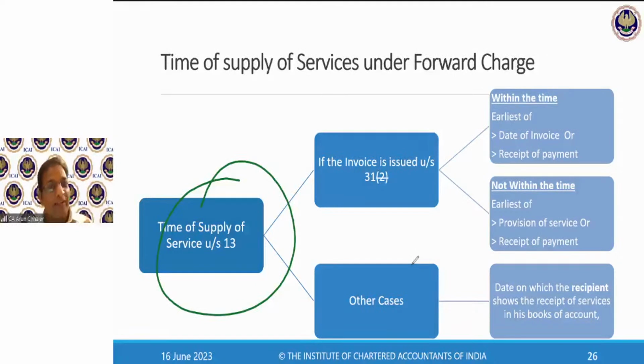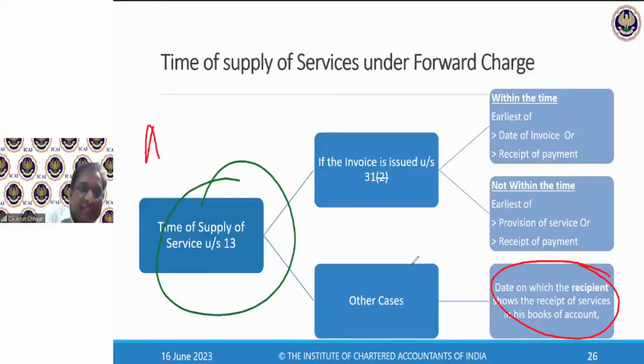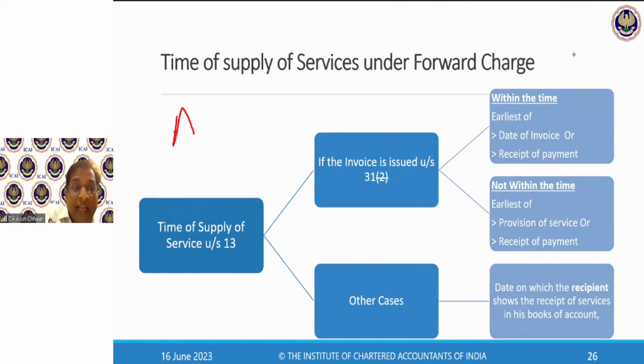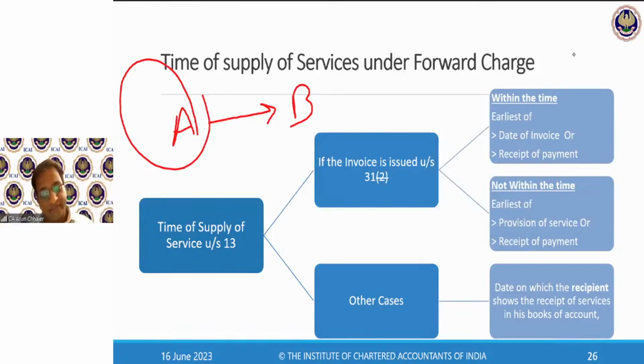Mr. A is a service provider. He is registered in GST. If he is not issuing the invoice, it means he probably has the malafide intention not to pay the GST. Then they are saying the date on which the recipient shows the receipt, the entry in the books of accounts. So, Mr. A has given the supply to B. Try to understand this case first. A has given the supply to B. A has not issued any tax invoice. And the transaction is services.